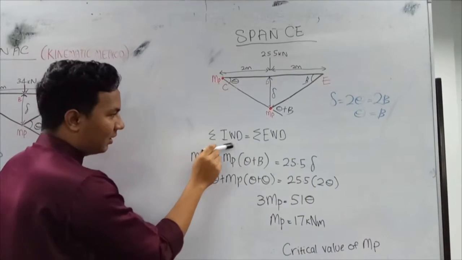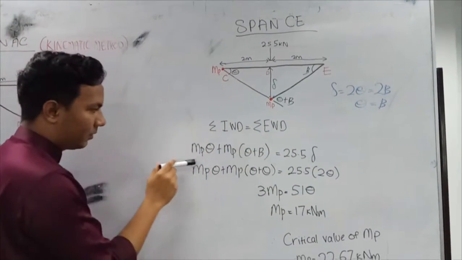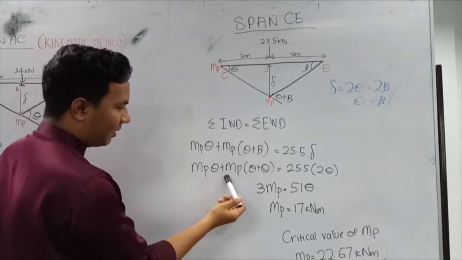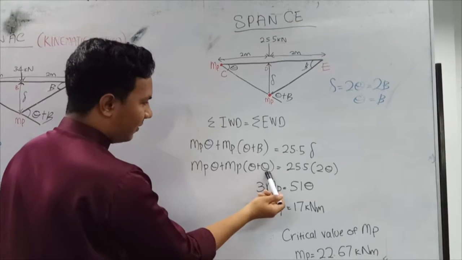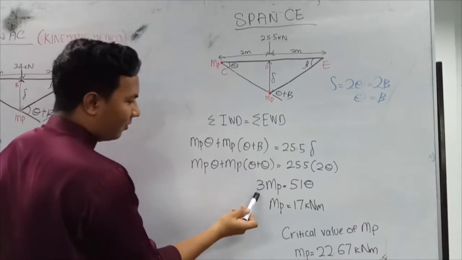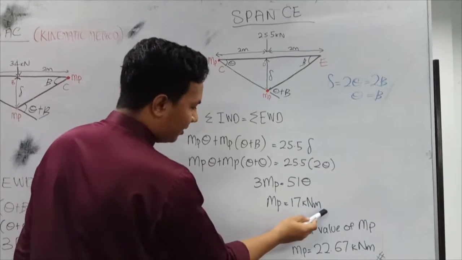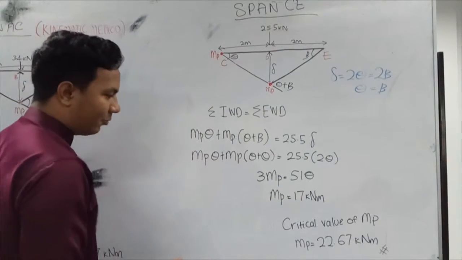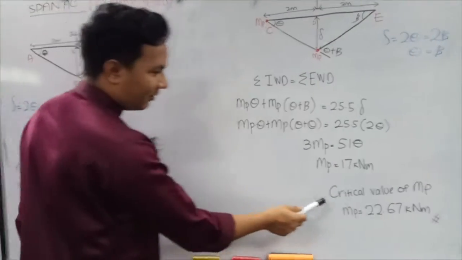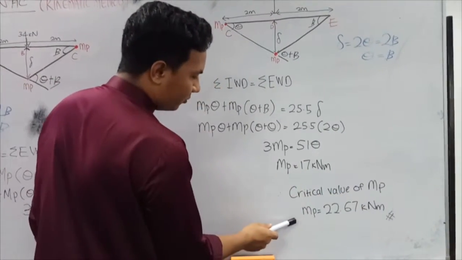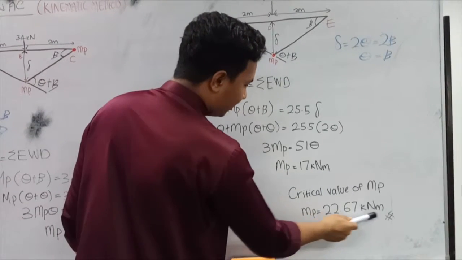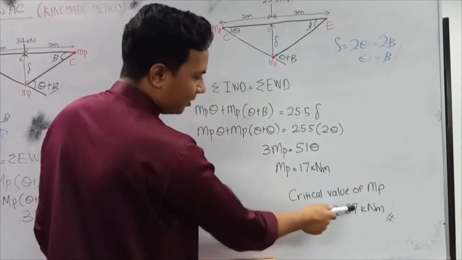And then the internal equal to external. The equation is like this: MP theta plus MP theta plus theta. We can substitute beta with theta like this, and then we can obtain MP equal to 17 kN/meter. So we have two different MP values here. So for the critical value of MP, we will have to pick the highest one. It is 22.67 kN/meter, and that is the critical value of MP.